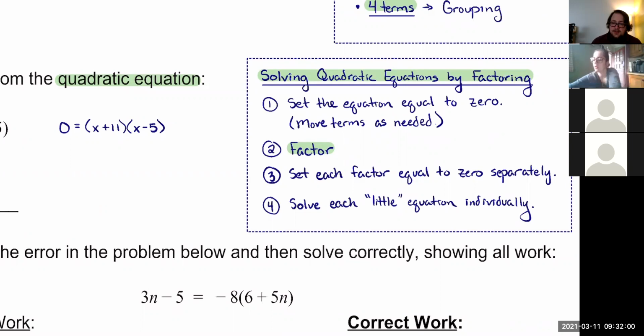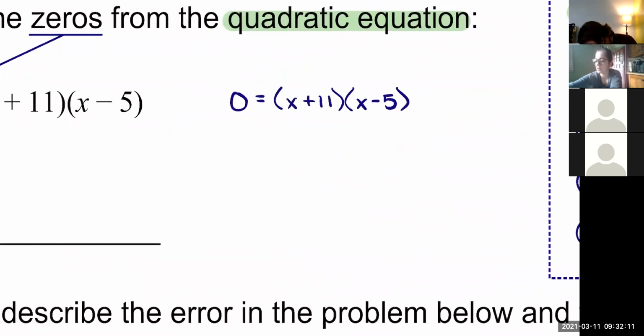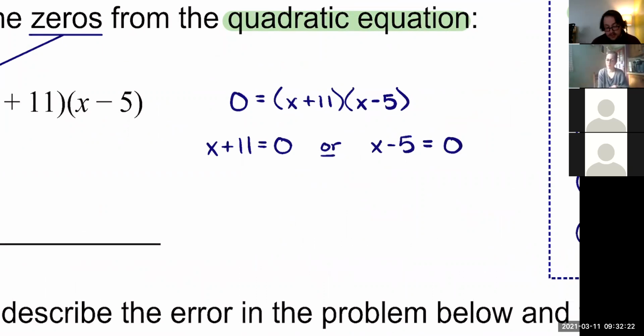So that allows us to jump directly into step 3, which is to set each of those binomial factors equal to 0 separately. So thanks to the zero product property, we know that either x plus 11 has to equal 0 or x minus 5 has to equal 0. And what we do from there is we just solve each resulting equation one at a time. How would you solve the first?